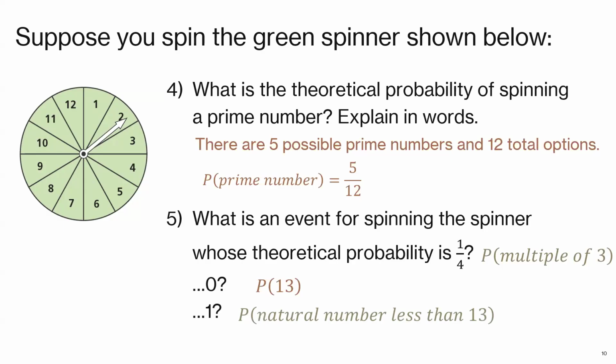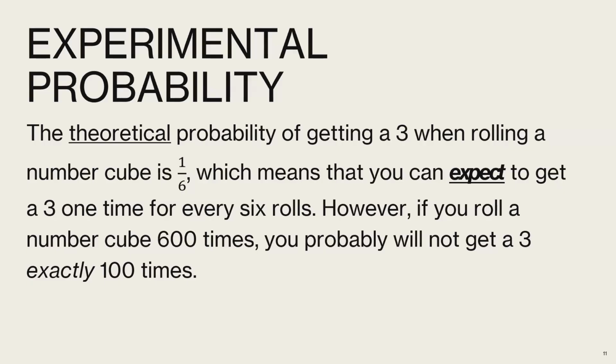Then we can have experimental probability. The theoretical probability of getting a 3 on a number cube is 1 in 6, right? There's only one 3 out of 6 total options, which means you can expect to get a 3 one time for every 6 rolls. But let's say you're rolling this number cube 600 times. You probably won't get a 3 exactly 100 times.